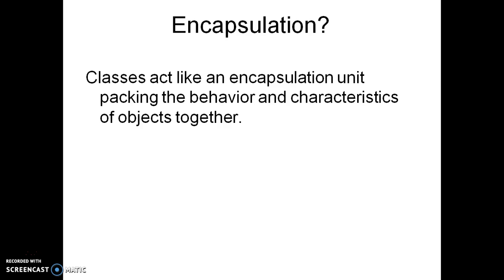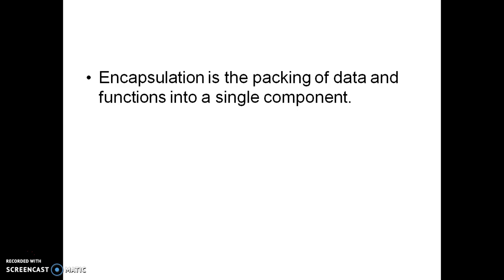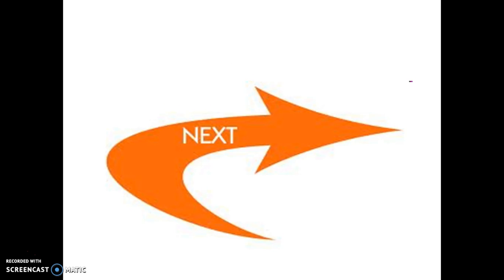The next concept is encapsulation. Classes act like an encapsulation unit, packing the behavior and characteristics of objects together. For example, we can capture the sportsman's ability to play cricket as well as score runs as an object called a student or a sports person. Encapsulation is the packing of data and functions into a simple component. This is one more way of saying that the data and the methods are brought into one encapsulation unit called a class.